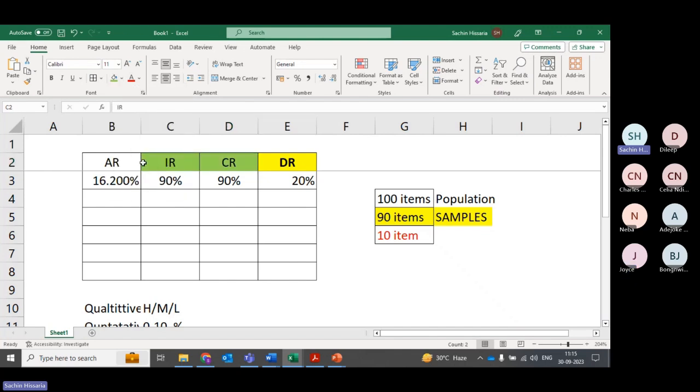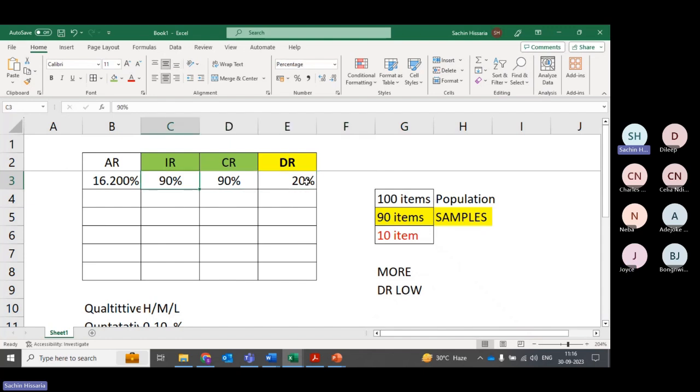For example, if your IR and CR is high, then as an auditor, you need to select more samples. Why will the auditor select more samples? To keep the detection risk low. If the auditor selects more samples, then your detection risk would be as low as possible. This is one example.